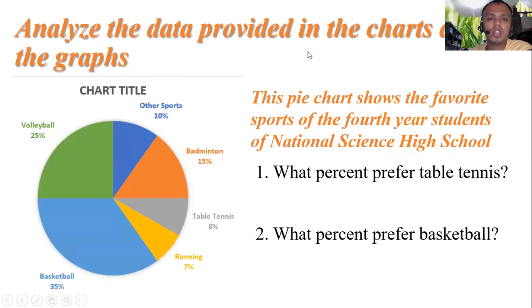Okay. Now, let us have an exercise, no? Analyze the data provided in the charts and the graphs. So ito yung example of pie graph. So this pie chart shows the favorite sports of the fourth-year student of National Science High School. Now, what percent prefer table tennis? Okay, ilang porsyento daw yung mas gusto in table tennis? Ito, makikita natin. We have 8%. What percent prefer basketball? For basketball naman, ito, kita natin kaagad, we have 35%.